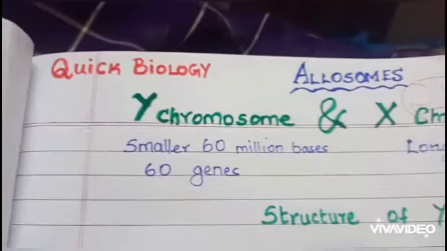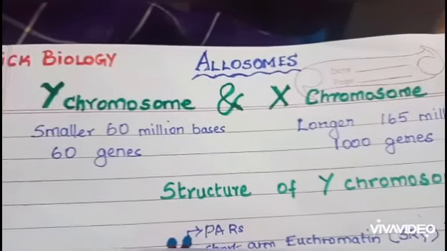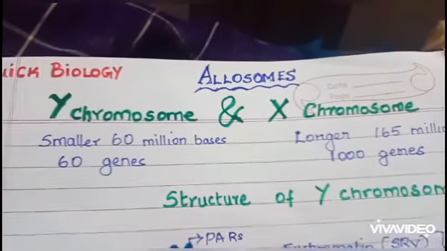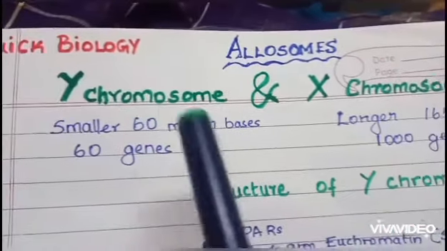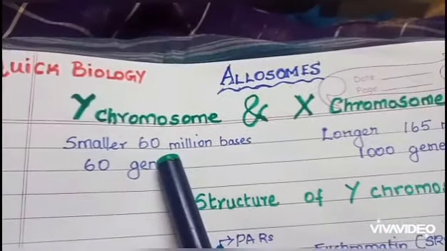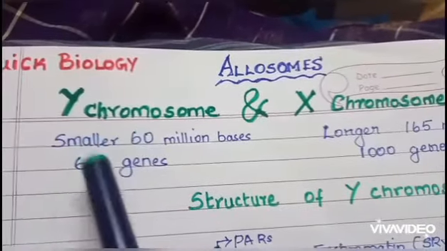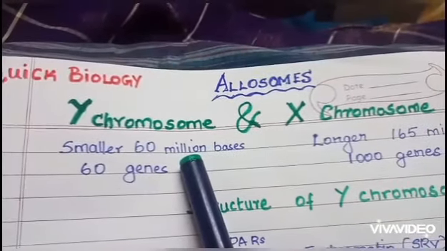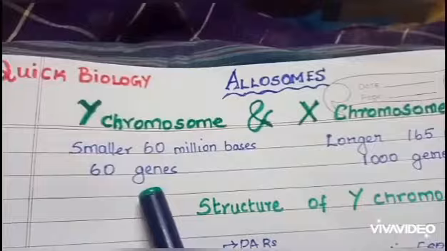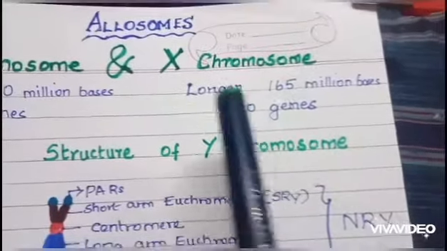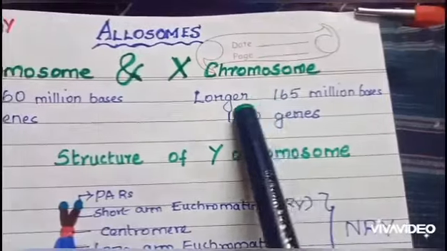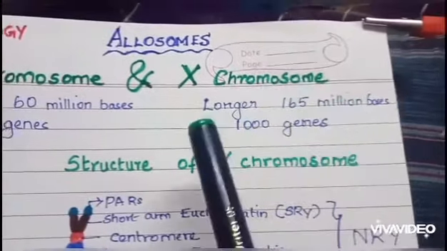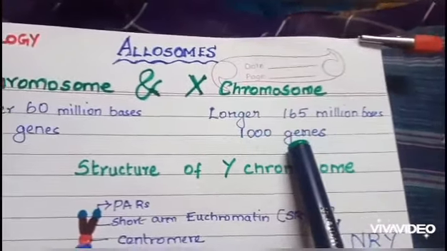Today's session is going to be all about the X chromosome and the Y chromosome. We all know they are called allosomes. The Y chromosome is smaller in size, having about 60 million bases and coding about 60 functional genes. The X chromosome is 3 times longer than the Y chromosome, having about 165 million bases and coding 1000 functional genes.